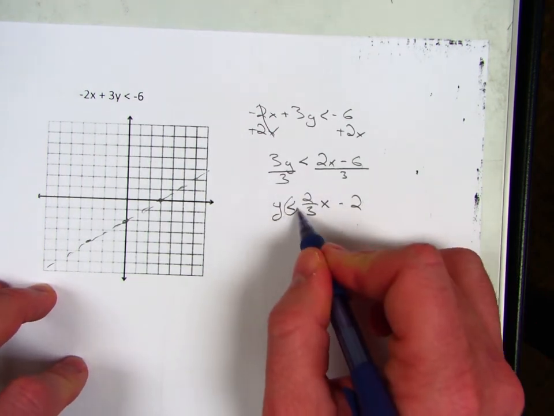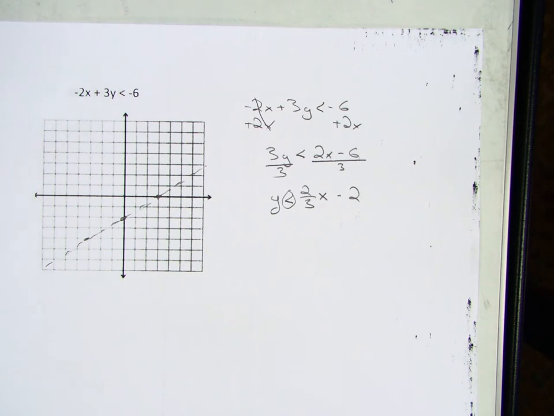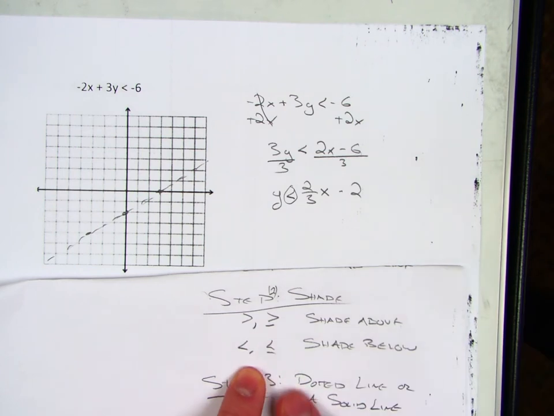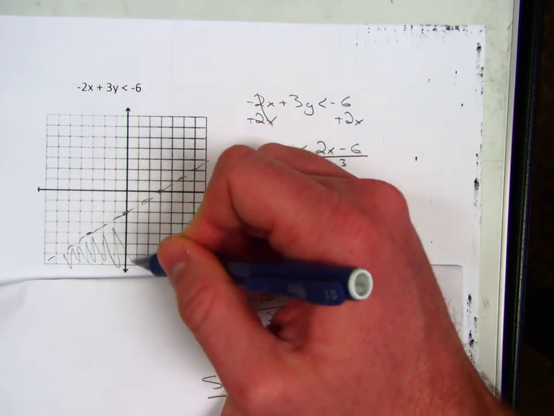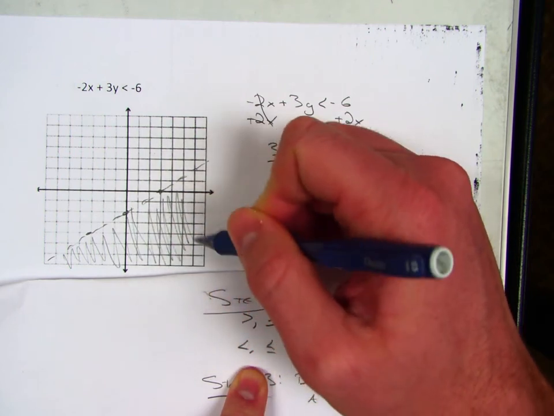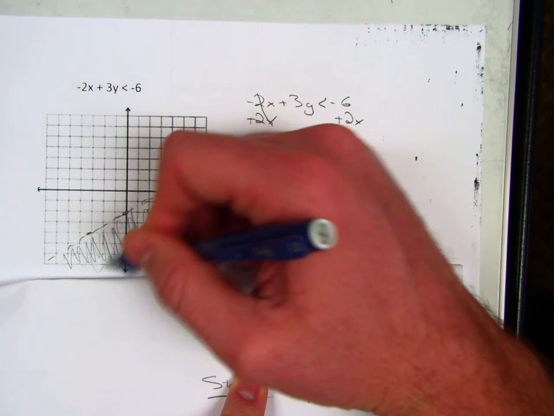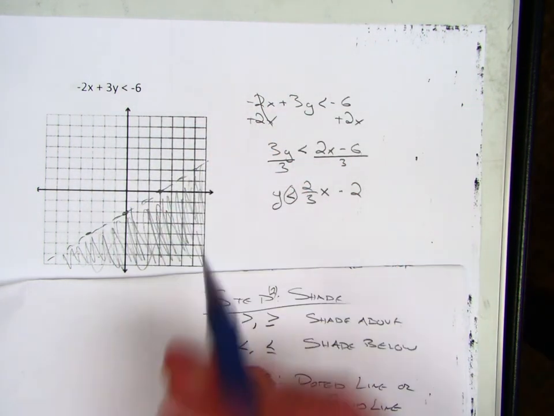We see this less than symbol, and if you refer back to those notes I had on the last page, I guess I can pull them up. This less than symbol means we're shading below the line, meaning all of our solutions, or the points that would give us a true statement if we substituted them in, would be on this bottom side of the line. So these are all the points that work if we substitute them in. These are all the points that don't work out here.